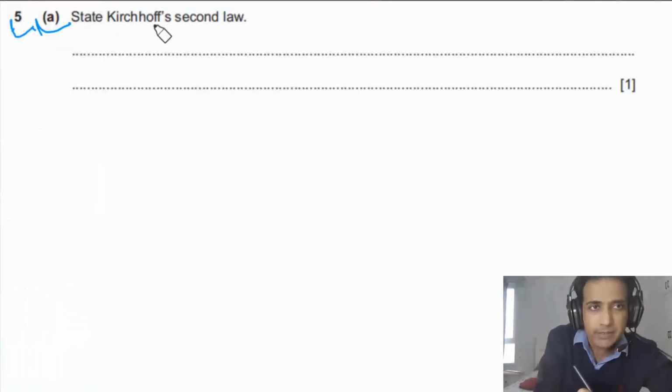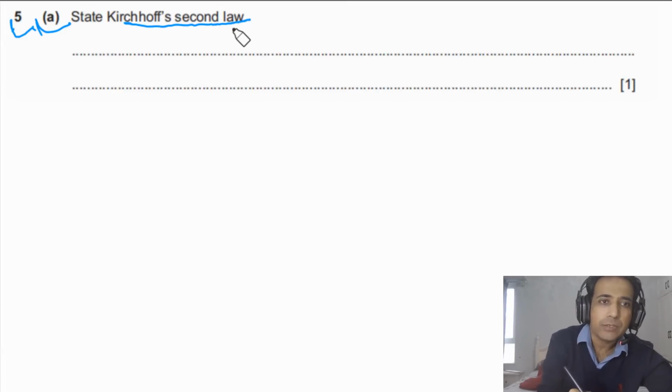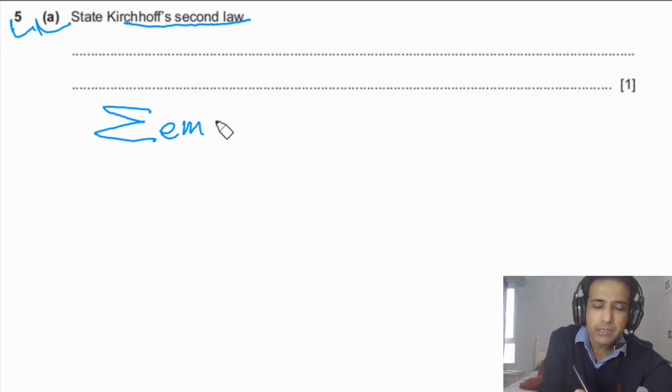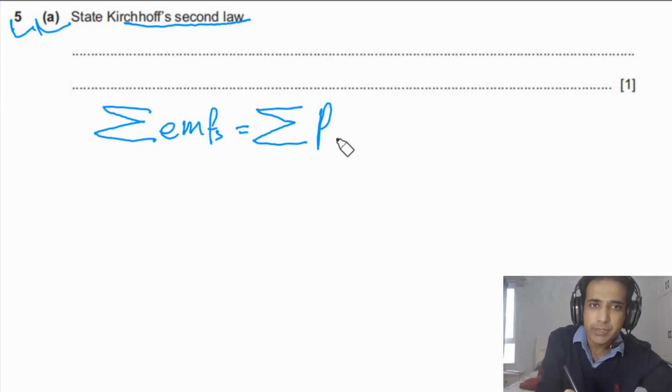Question 5, part A says, state Kirchhoff's second law. Kirchhoff's second law simply tells us that the sum of EMFs in a closed circuit is equal to the sum of PDs. So this is Kirchhoff's second law.